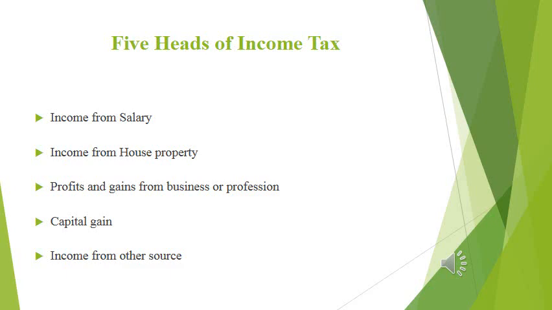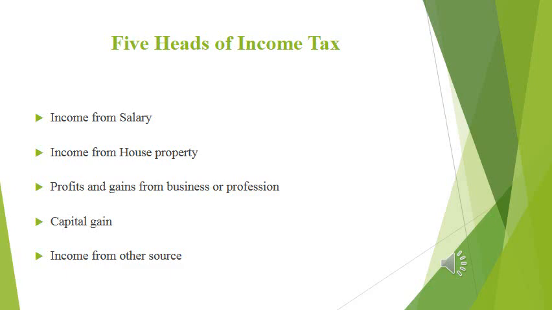So in brief, let us see income from salary. That means the salary of a person. It may be basic salary, HRA, rent-free accommodation, perquisites, allowances, profit in lieu of salary, retrenchment compensation. All these come under the category of salary. So all these are grouped into one head, that is called income from salary.